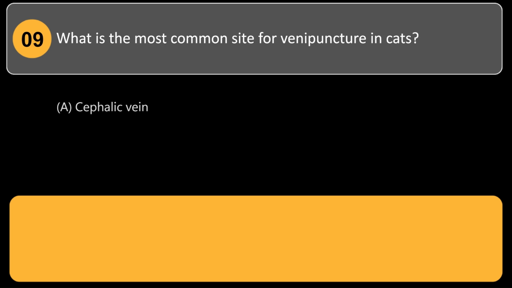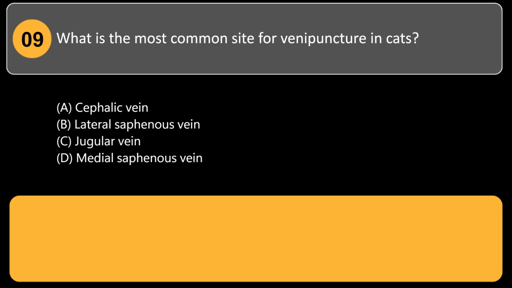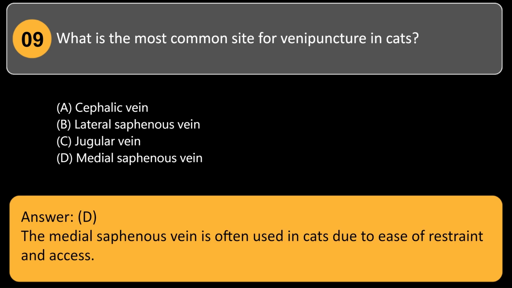What is the most common site for venipuncture in cats? A. Cephalic vein. B. Lateral saphenous vein. C. Jugular vein. D. Medial saphenous vein. Answer, D. The medial saphenous vein is often used in cats due to ease of restraint and access.